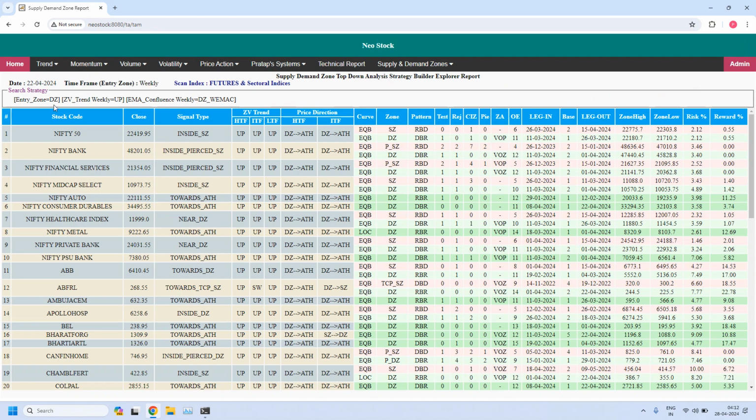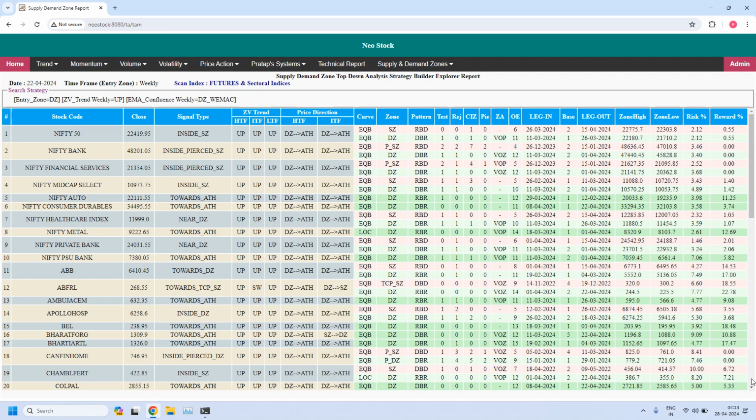But if you look into the search strategy: entry time frame is weekly, entry zone is demand zone, zone violation trend weekly should be uptrend, and the weekly demand zone should have weekly EMA confluence. This is the search strategy. The list is big, but let me show you. After that we will further filter.